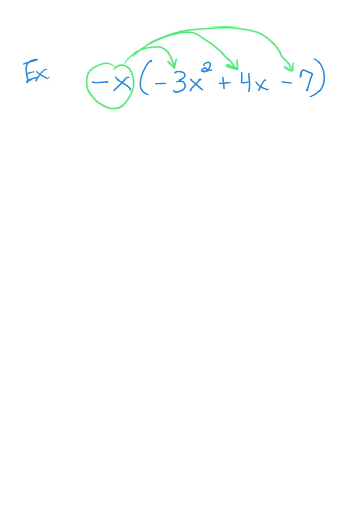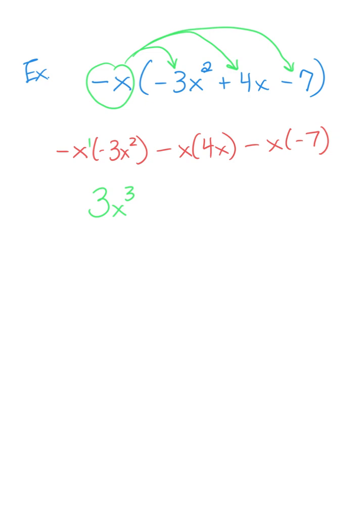So you'll notice I write things just to show you. That is negative x times negative 3x squared, and then negative x times 4x, and negative x times negative 7. Now, I just need to do that math, okay? So when I do that math here, I have a negative times a negative, so that is going to become a positive 3, because there's nothing else to multiply the 3 with. And then x, this is where our rules of exponents come in handy. X to the 3, because I had x to the power of 1 times x to the power of 2. Thus, the base is there more than once, so I add the exponents.